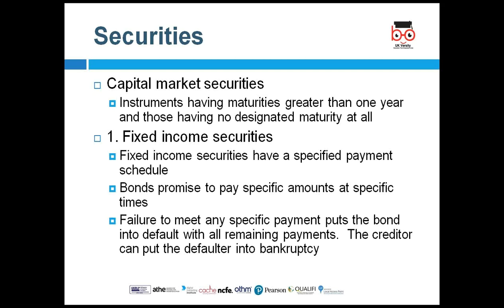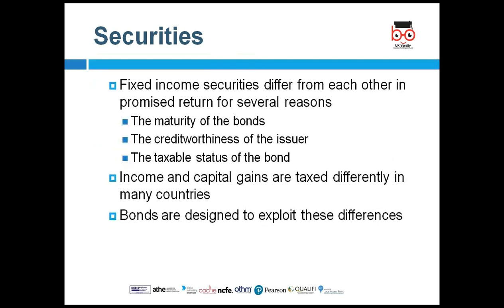Fixed income securities have a specific payment schedule. A bond promises to pay a specific amount at a specific time. Failure to meet the specific payment puts the bond into default with the remaining payments, and the creditors can put the defaulter into bankruptcy. So fixed income securities differ from each other in the promised return, the maturity of the bond, the creditworthiness of the issuer, and the tax status of the bond.